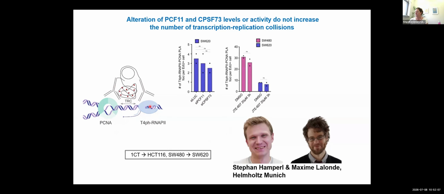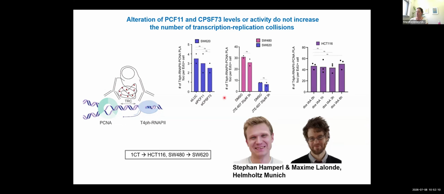I'm just showing a few experiments, but in general, what we were expecting was a significant increase in collisions upon knockdown or inhibition of those factors. But neither using knockdown, nor inhibition, nor degrons, could we see anything significant. And if any tendency, it was even in the opposite direction.